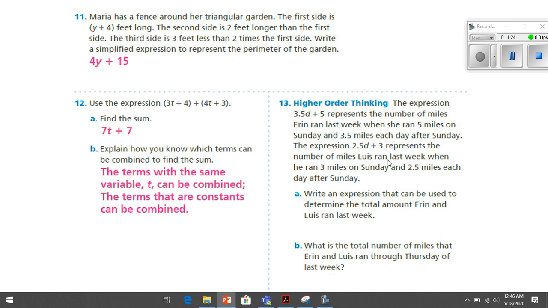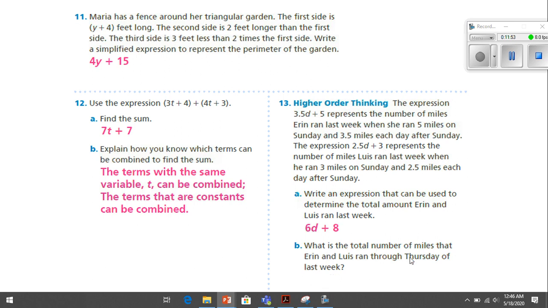Well, you're going to be adding these up. Remember, this expression represents the number of miles Erin ran, and this one represents the number of miles that Lewis ran. So when you add those expressions up, you're going to get 6d plus 8. You know this because 3.5 plus 2.5 is 6. That's going to make 6d. And 5 plus 3, that's 8. And that's where we got the 8 from.